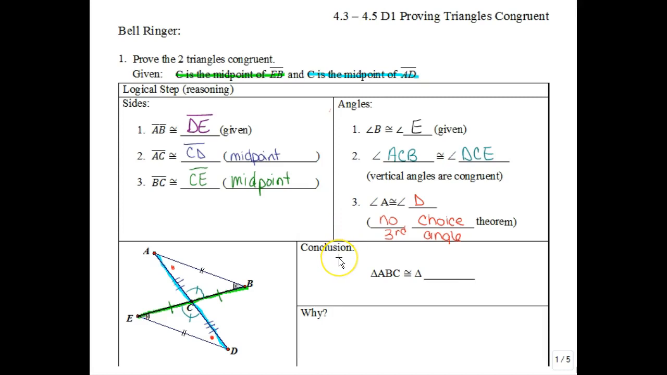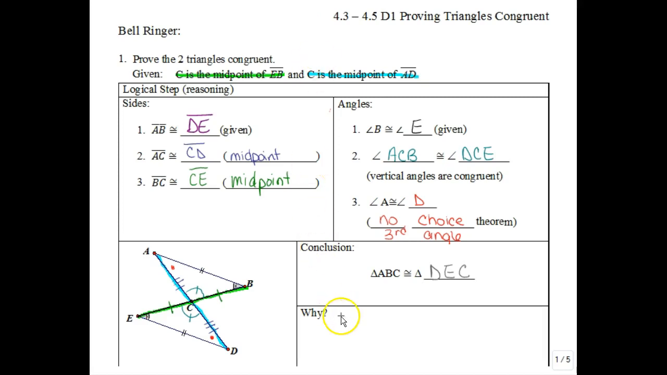So our conclusion, we have to be very specific about which triangle is congruent to ABC. All of our corresponding angles and sides have to match up. So angle A was congruent to angle D, so D comes first. Angle B was congruent to angle E, so E comes second. And then the last point is C.